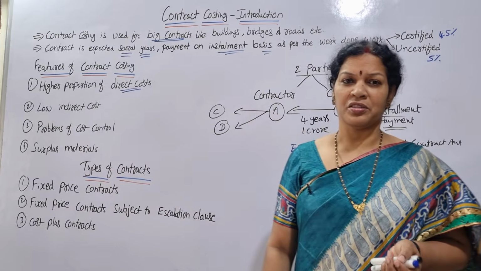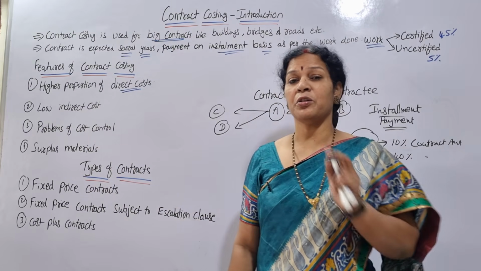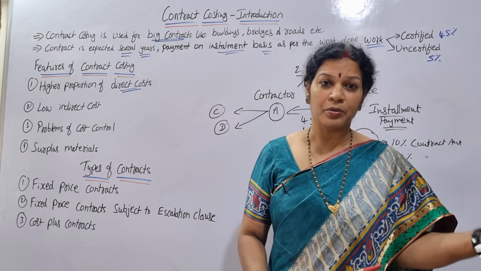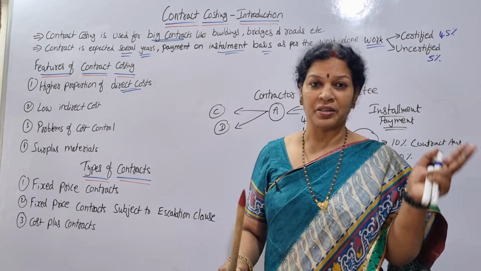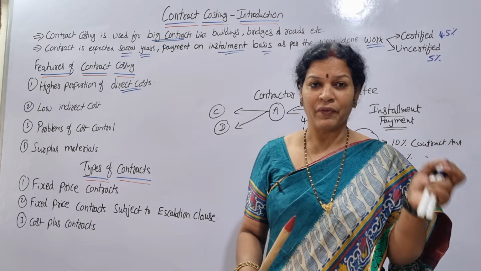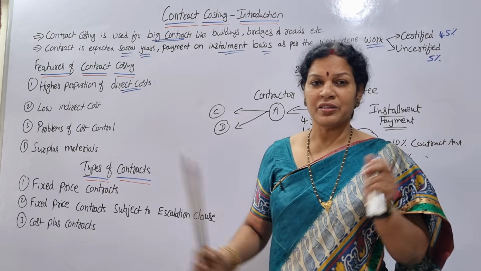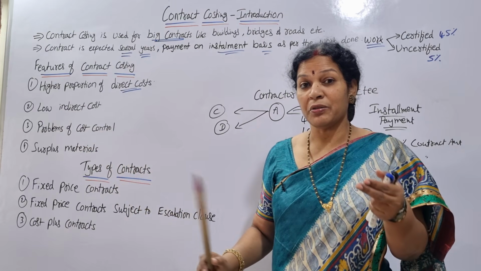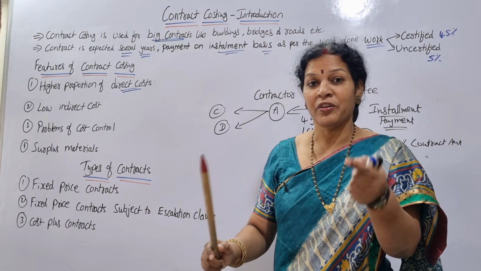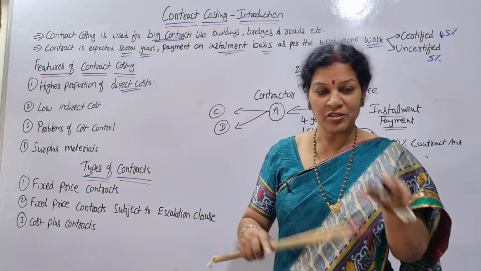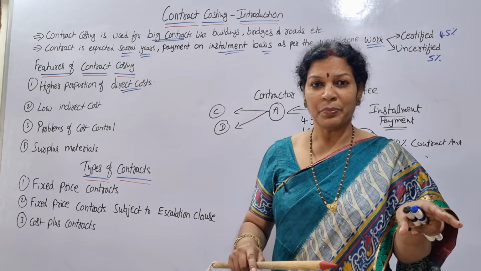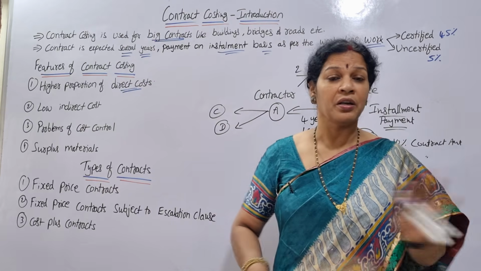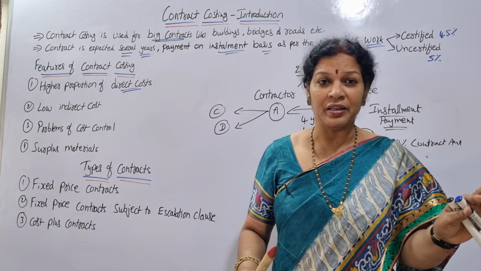Low indirect cost. Indirect cost means those related to the office. There is no interference of office, only the site point of view we are working. Very rarely you'll find this indirect cost. Also we have to observe what is the percentage of site-related indirect cost, where some expense is given. So proportionately we are going to take, not completely.